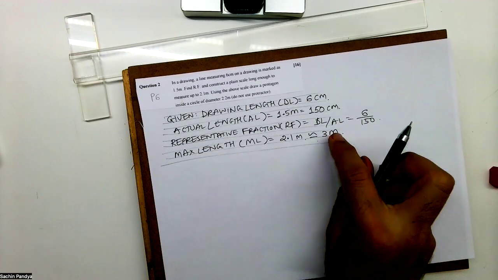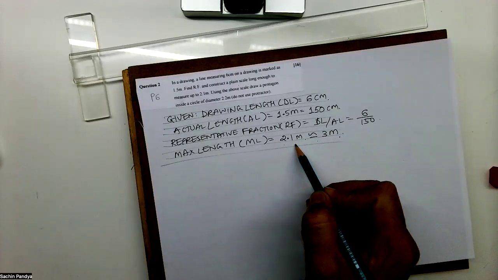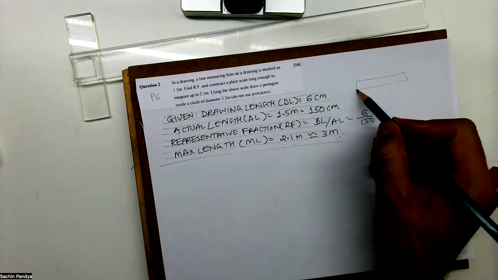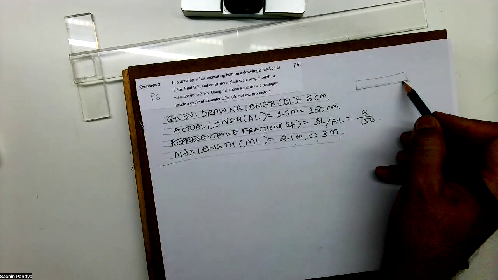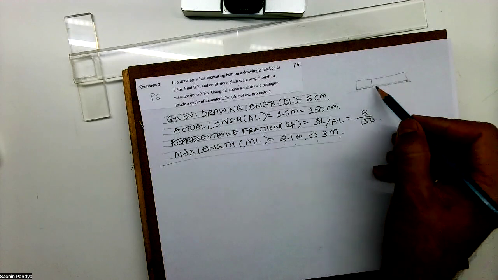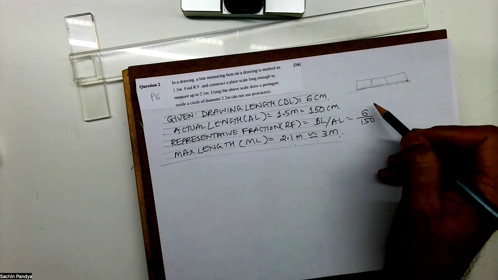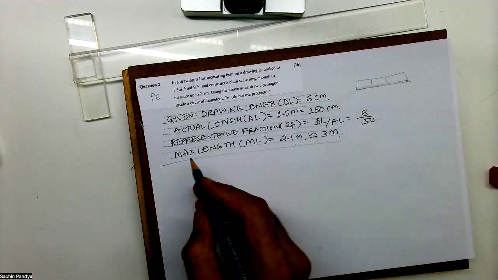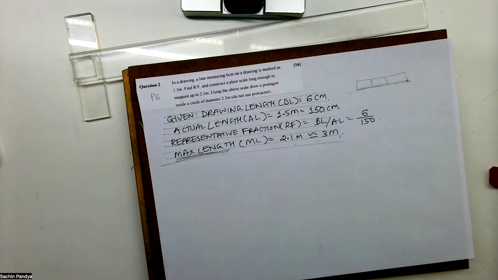Why I'm doing this? Because let's say if I do this calculation with 2.1 as maximum length, how will I divide this length into 2.1 parts? Not possible, but I can divide this line into 3 parts, right? So that is the whole idea. So when it is 2.1, you go for 3, next higher digit. Always remember that. So we will always round off maximum length if it is like this.